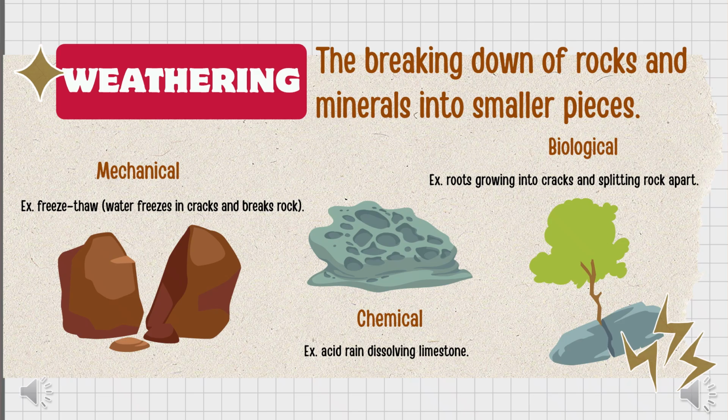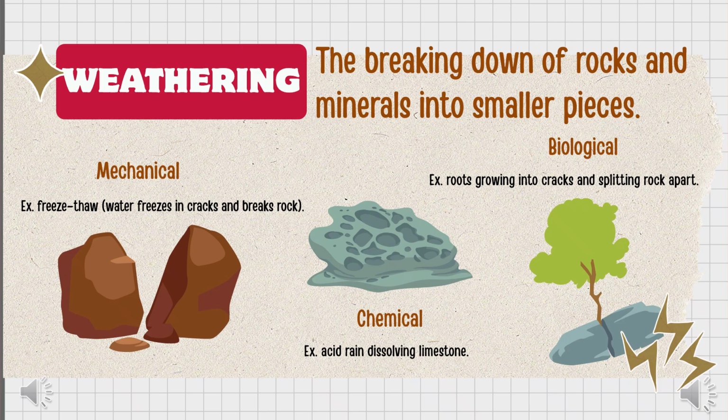Next, we have chemical weathering, which involves chemical reactions that alter rock structures. Think of acid rain. It reacts with minerals like limestone, dissolving them over time. Lastly, there's biological weathering. This is where living organisms play a role. Imagine tree roots growing into rock cracks, eventually splitting the rock apart as they expand.